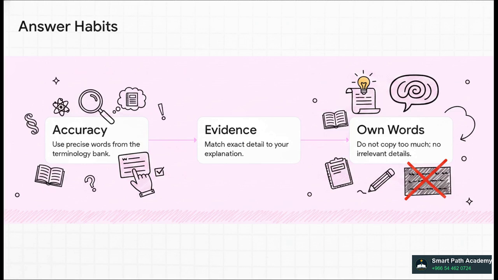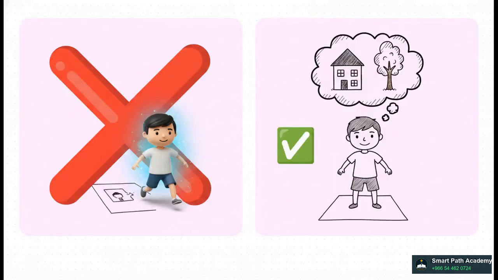And third, your own words. When the prompt asks for this, please don't just copy a huge chunk of the paragraph. Keep it focused and never, ever add extra irrelevant details that just aren't in the original text. Now pay very close attention here, detectives, because this is a massive mark scheme trap. Think about the difference between acceptable and unacceptable answers.